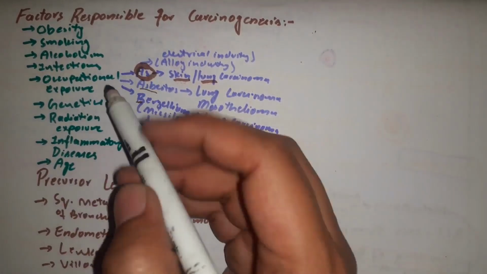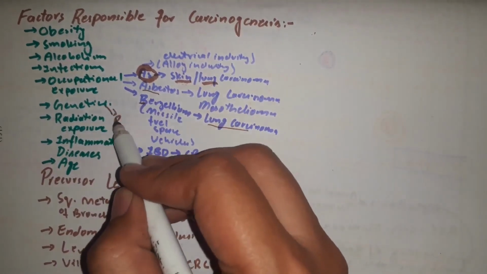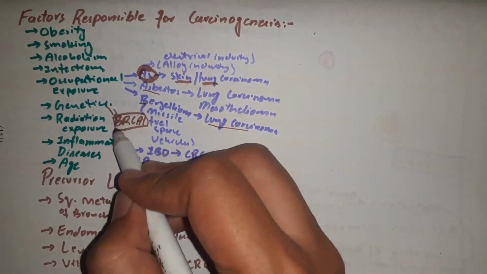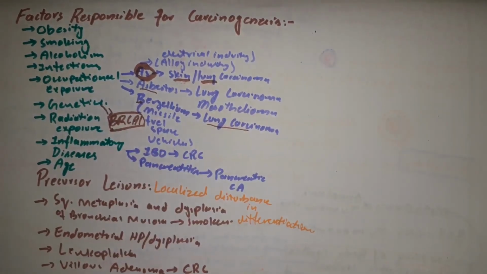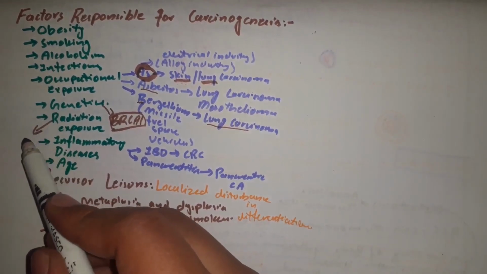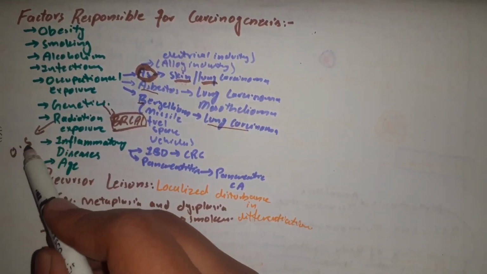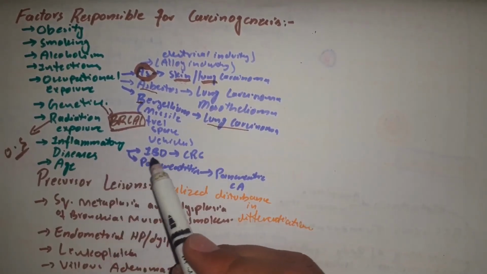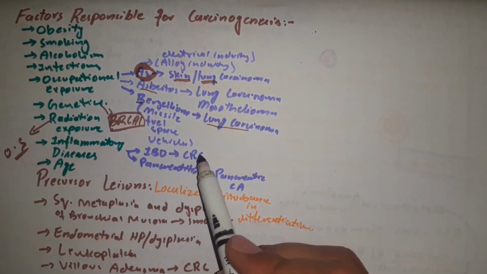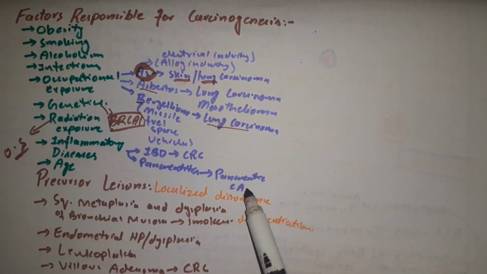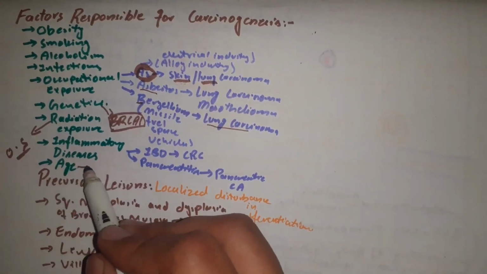For example, BRCA1 mutations are basically involved in the medullary carcinoma of the breast, and radiation exposure can also lead to cancer. For example, radiation exposure in children can lead to the development of osteosarcoma, and inflammatory diseases are also linked to the development of cancer. For example, inflammatory bowel disease can lead to the development of colorectal carcinoma. Pancreatitis can lead to the development of pancreatic carcinoma. Moreover, age is also linked to cancer.